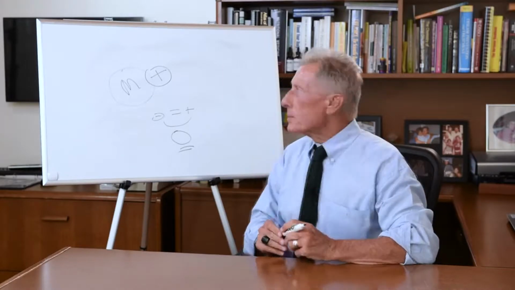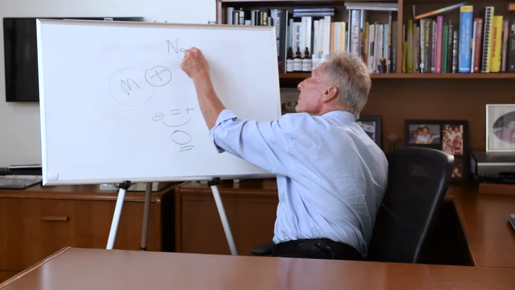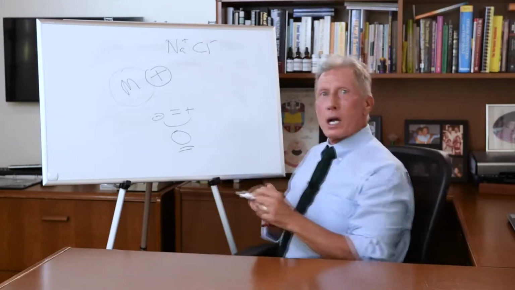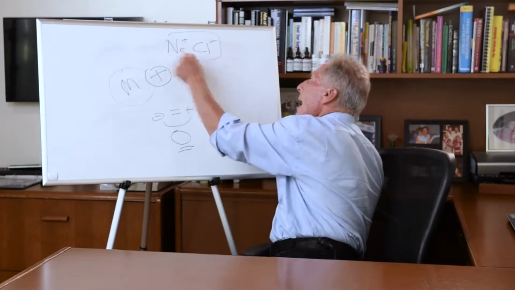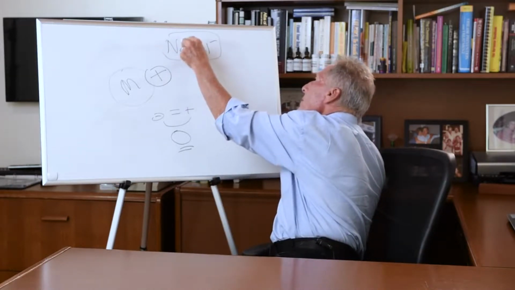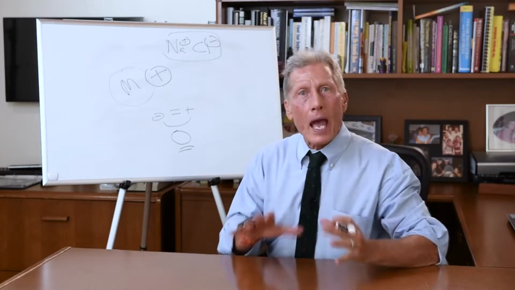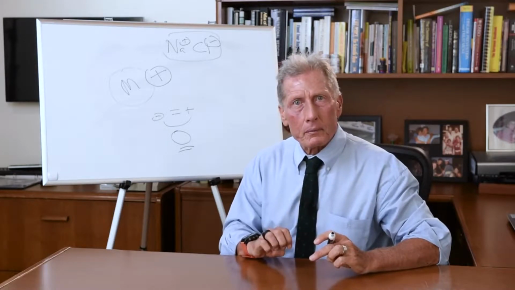So just as an example, if you take sodium, it has a plus charge, and chloride has a negative charge, and you put them together, they make a happy couple because the 1 plus equals the 1 minus, and they're happy. They're stable. They're not reactive.